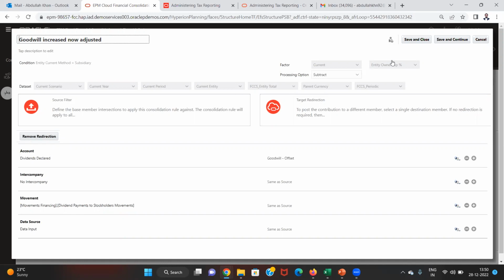So again, I have taken the entity ownership percentage as my factor, and the current processing option this time is subtract because the account types are the same. An asset is getting subtracted from an asset, so I have taken the processing option as subtract. The only difference here is that the target redirection account now is the goodwill offset account. So this rule will adjust my 4,000 with the goodwill offset account and give me a result of 30,000 under the goodwill offset account.